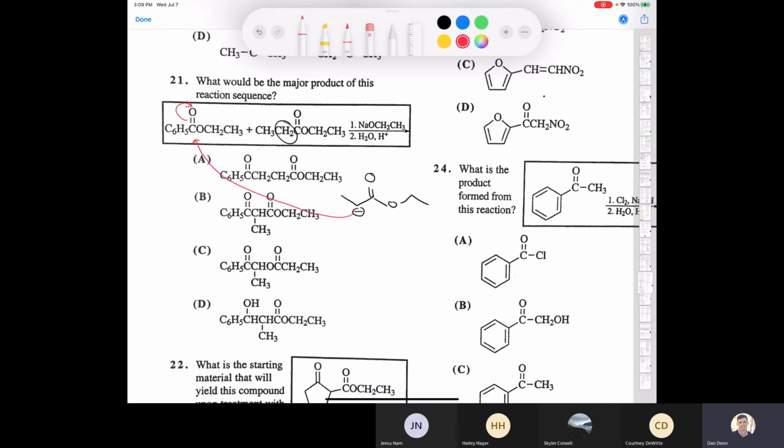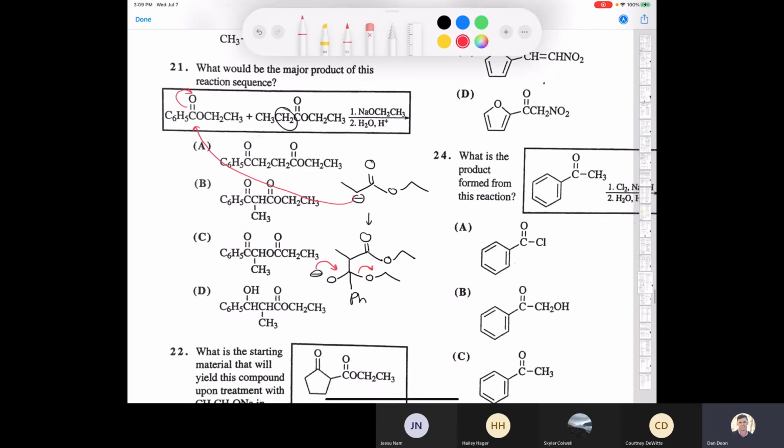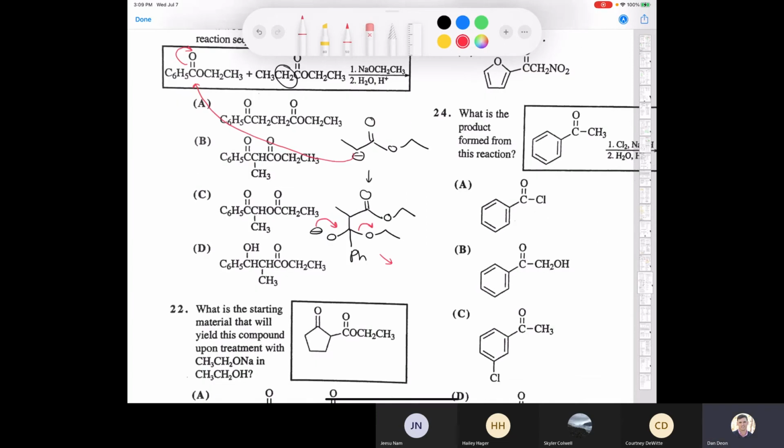And then you're going to produce an intermediate, which is going to look like this. I'll draw it as neatly as I can. So you end up with this guy here, and you have this oxygen, you have this alkoxide here, and then you have your phenyl over here. So then this is going to produce a new double bond, and you're going to lose the alkoxide as your leaving group, and then that is going to give you this compound.